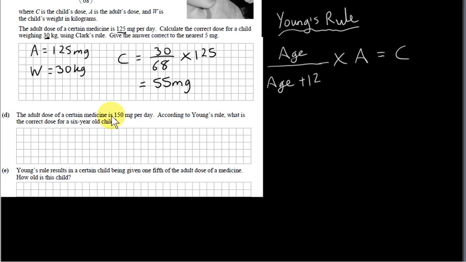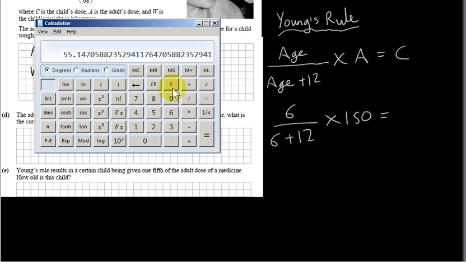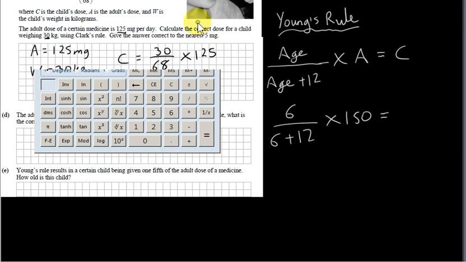The adult dose of a certain medicine is 150 milligrams per day. According to Young's rule, what is the correct dose for a 6-year-old child? Well, age stands for the age of the child. So age is 6 in this case. So we put 6 in for age. And A is the adult dose of this medicine, which is 150 milligrams. So we have 6 divided by 6 plus 12, which is 18. And this number is multiplied by 150, so it's a third of 150, which is 50.